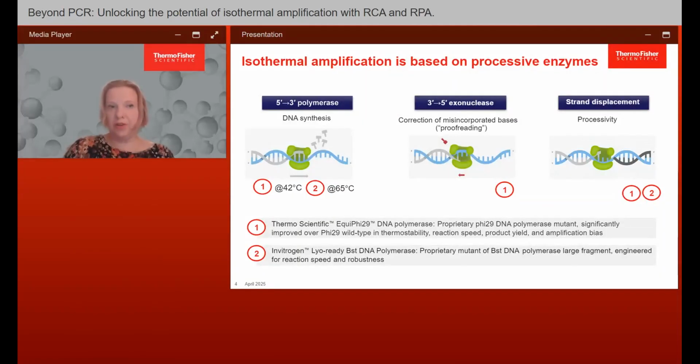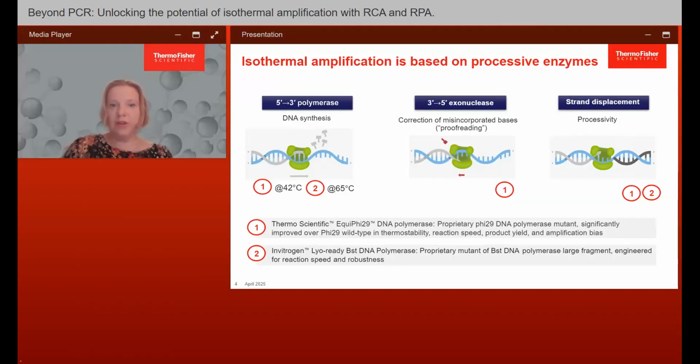Isothermal means that there is constant temperature, there is no heat to separate DNA strands. For this reason, the polymerases used for isothermal amplification have to be able to separate DNA strands. This activity is called strand displacement. And polymerases that possess strand displacement activity are so-called processive polymerases when they can synthesize fragments without dissociating from the template. There are two types of polymerases used for isothermal amplification. The first is Phi29 polymerase, and its engineered version we have EquiPhi29.